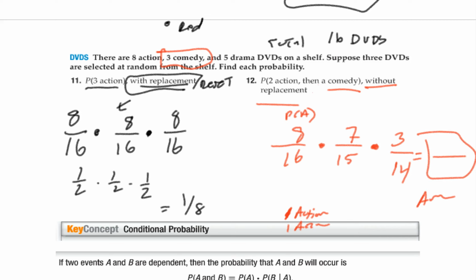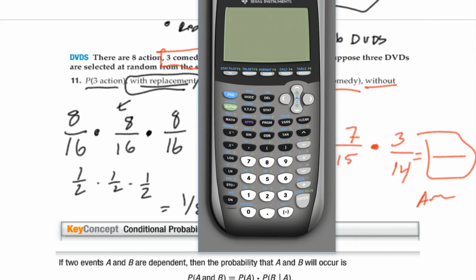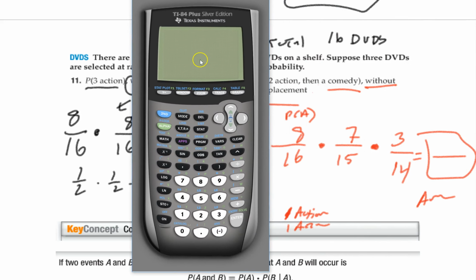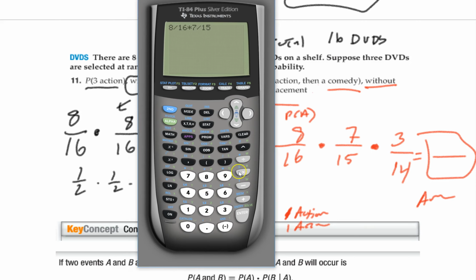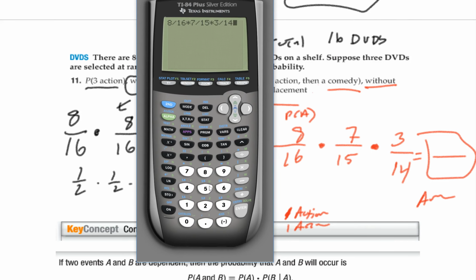If we actually want the actual number, I could waste like 20 seconds and bring the calculator out. It's supposed to go faster than this. Right, and then I could turn it on. I'm going to go 8 divided by 16 times 7 divided by 15 times 3 divided by 14. Odds of getting action, action, and comedy is going to be 0.05.